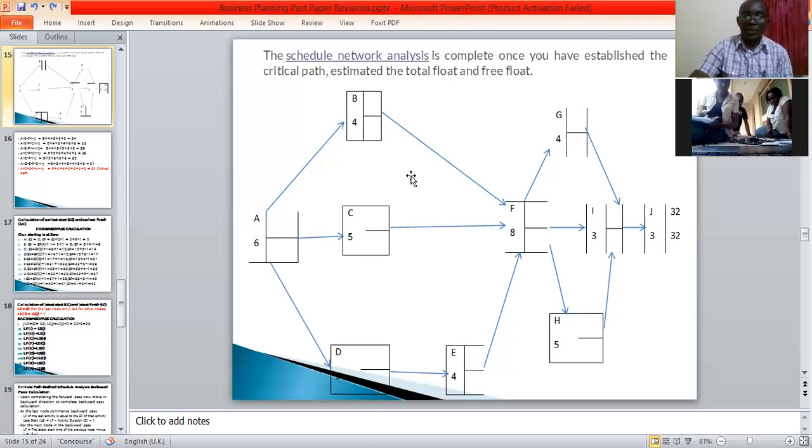But the question still stands. I was asking which other routes can we now use? The fourth route, yeah, the fourth route. We want to get to J.